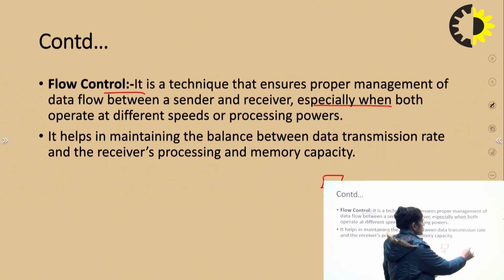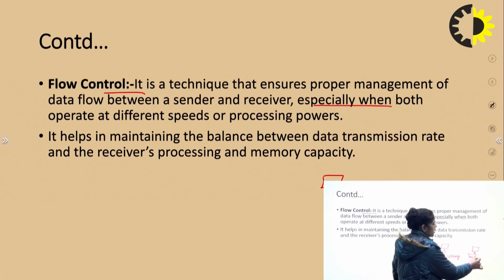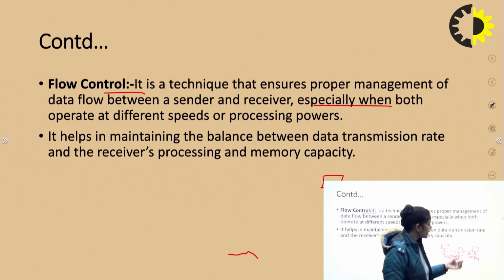Here we have the sender and here we have the receiver. Let's say the sender sends 1000 packets per minute, but the receiver receives only 100 packets per minute. So what happens here is that some packets may be lost because the receiver speed does not match the sender speed, right? So here we have an approach that we will work on, that is flow control.